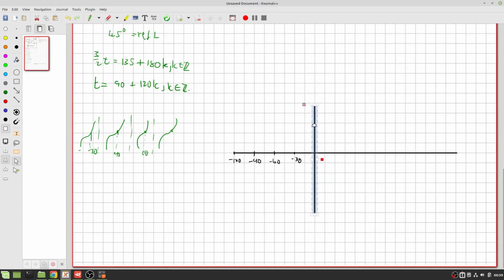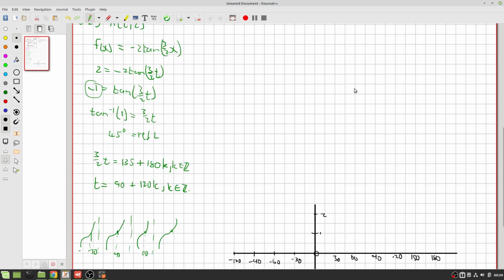Just move this over here. Okay, that makes sense. Negative 30, 0, then positive 30, 60, 90, 120, 150, and 180. All right. And let's do 1, 2, and -1, -2. Great. Okay, so we've drawn our grid.